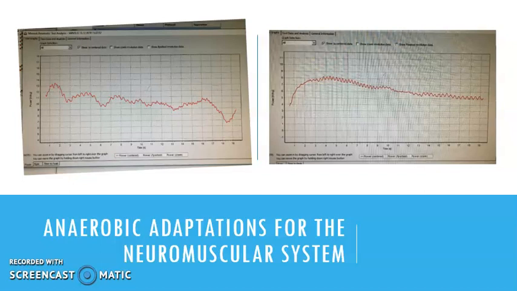Okay, so this is part 2 of anaerobic adaptations. Most anaerobic athletes have large muscles, leading to an increase in strength and power. This tells us that anaerobic athletes need to train to strengthen their muscles. Some long-term adaptations to anaerobic training are an increase in power.